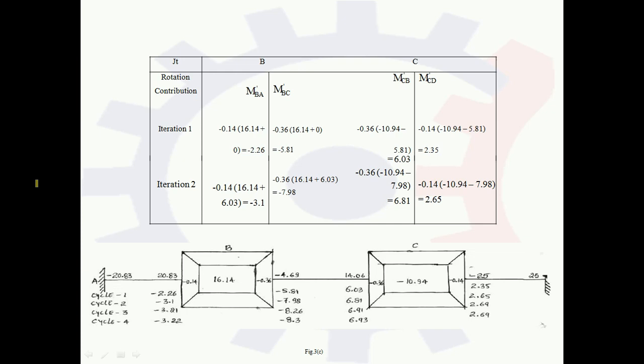So as cycle number 2 we got the value minus 3.1 for BA, M dash BC minus 7.98, M dash CB 6.81, and M dash CD 2.65. Similarly, we have performed cycle number 3 and cycle number 4, taking the updated value of this M dash, which we also call the rotation contribution value.